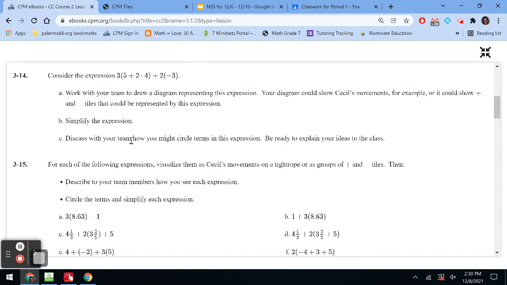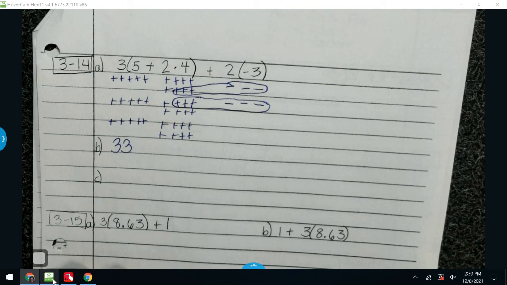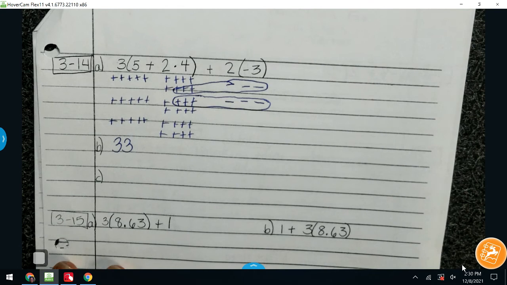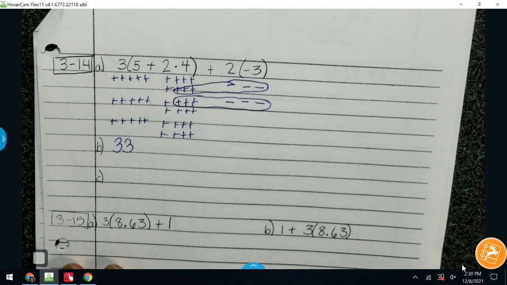Charlie says, discuss with your team how you might circle the terms in this expression. Be ready to explain your ideas to the class. So in this one here, we're going to circle our terms. So we're going to go back to the paper. So how would I circle my terms with that?